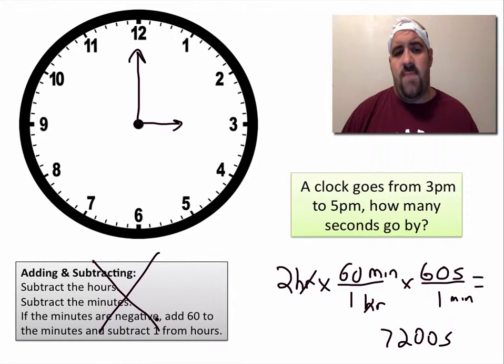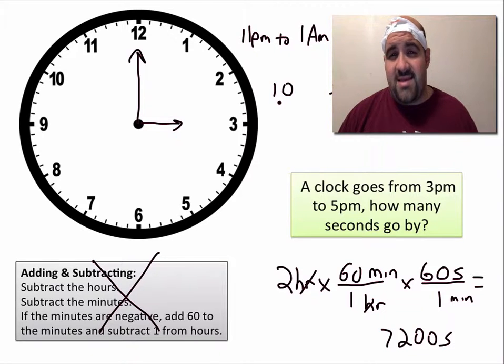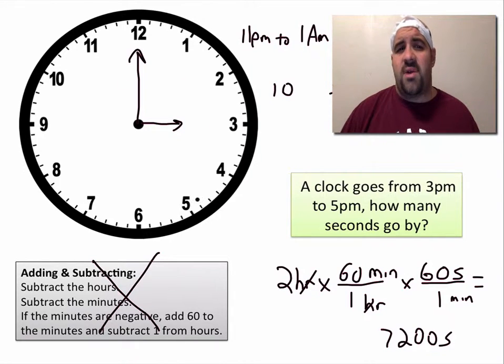will certainly break. If you go from 11 p.m. to 1 a.m., well, this is telling us to subtract the hours. 11 minus 1 is 10. Or even if you did 1 minus 11 is negative 10. If you went from 11 p.m. to 1 a.m., that is not 10 hours. That is 2 hours. So when you're dealing with clocks, these rules aren't always going to help you.